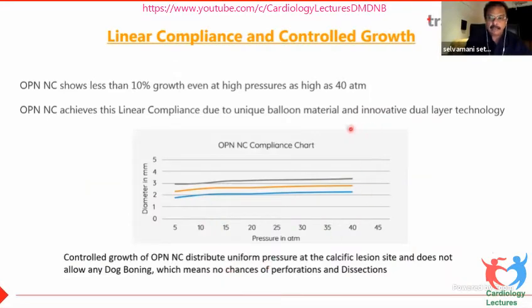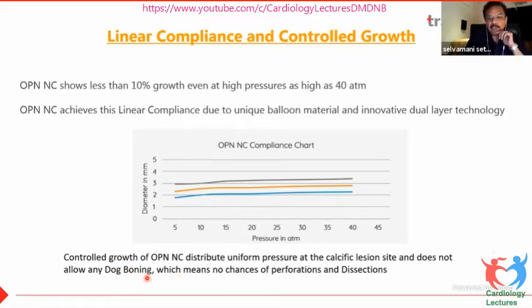The main advantage of this is there is less than 10% growth even at high atmospheres of 40. And one advantage is it achieves linear compliance, unlike any other NC balloon, where you cannot get this linear compliance at all. This is basically because of dual layer technology. And this controlled growth generally does not allow dog boning, which you saw with other balloons.